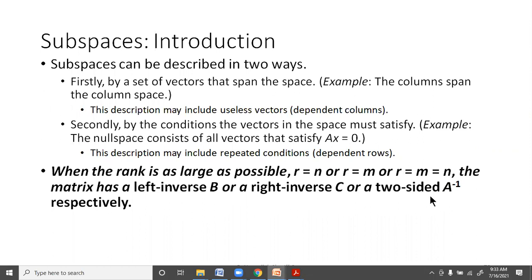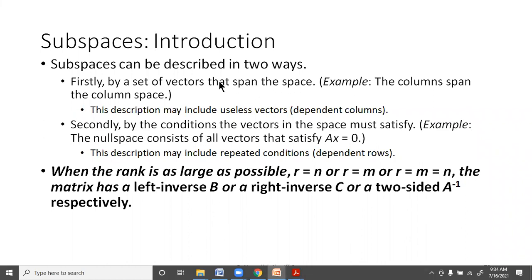Okay, two-sided A inverse respectively. So we are telling here, respectively, to refer to r equal to n for the left inverse of B, r equal to m for the right inverse of C, and r equal to m equal to n for the two-sided A inverse. So this already we have seen, what a subspace is, how it can be defined in two different ways.